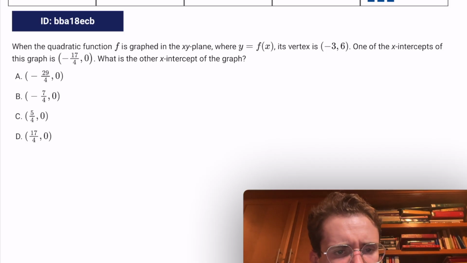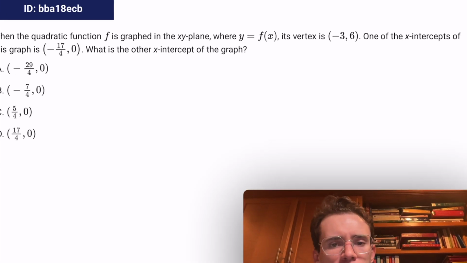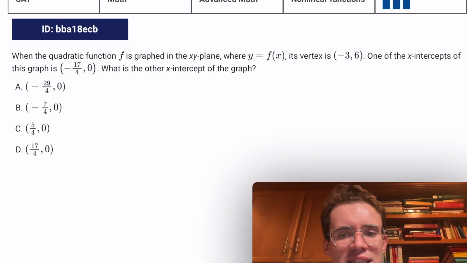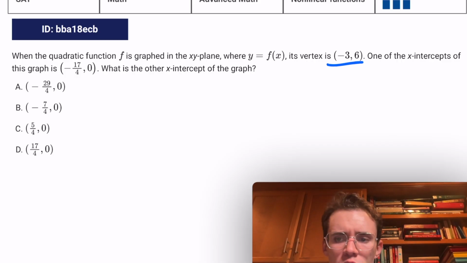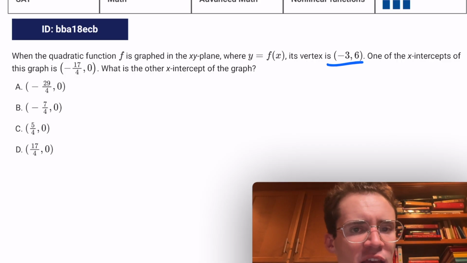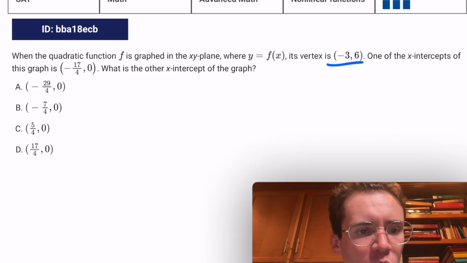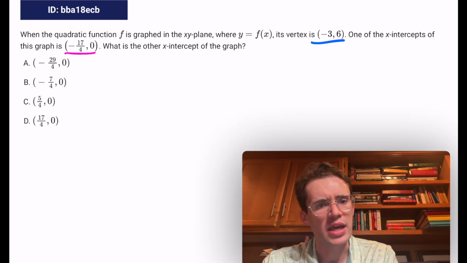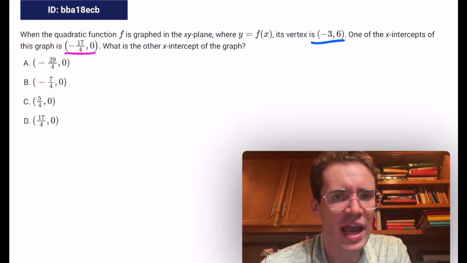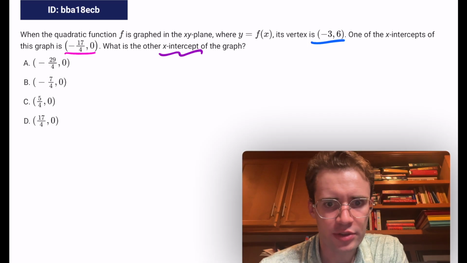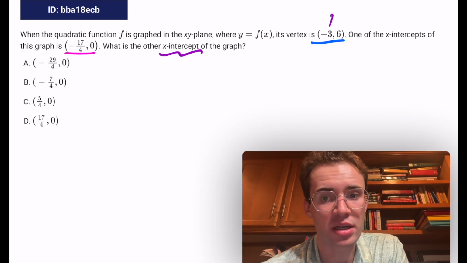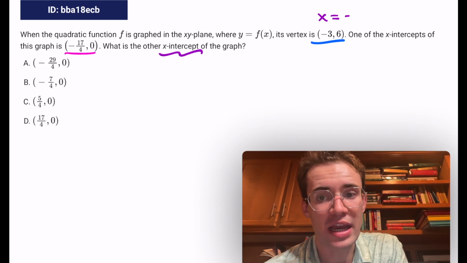When the quadratic function f is graphed in the xy plane, where y equals f of x, its vertex is -3, 6. One of the x-intercepts of the graph is -17/4, 0. What is the other x-intercept of the graph? Okay, so the x-intercept is when y is equal to 0. They give us one of those. The vertex is -3, 6, which means the axis of symmetry is when x is equal to -3.